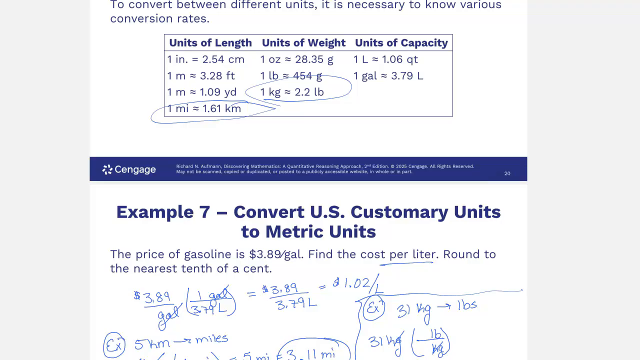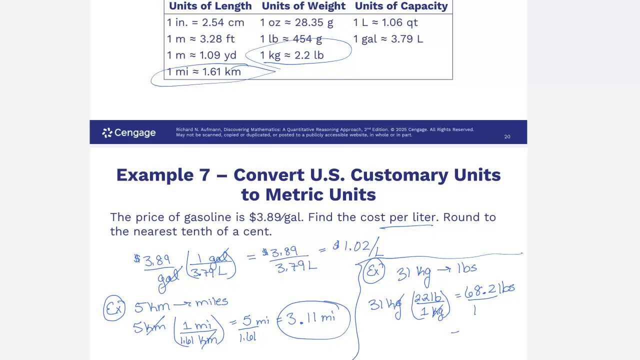I want to convert to pounds. 1 kilogram is equal to 2.2 pounds. And then we're just going to multiply across. 31 times 2.2 is 68.2. And I'm going to divide that by 1, which is just going to be that 68.2.